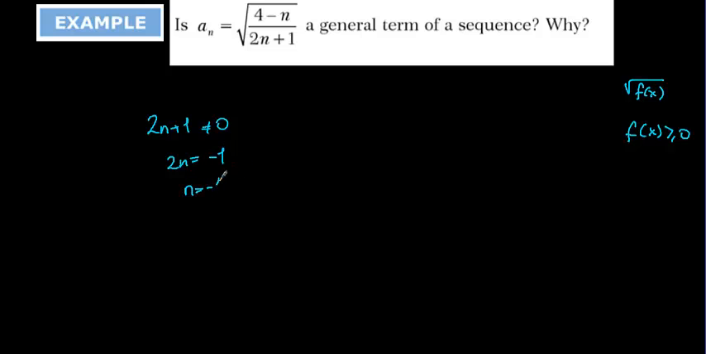This is a radical function, and in the radical function, if you remember, I said f(x) should be greater or equal to 0. But when I check this one, I recognize that 4 minus n is divided by 2n plus 1. 2n plus 1 cannot be equal to 0. 2n is equal to minus 1. n is equal to minus 1 over 2. This is not an element of the natural numbers, so this is not going to affect the term.